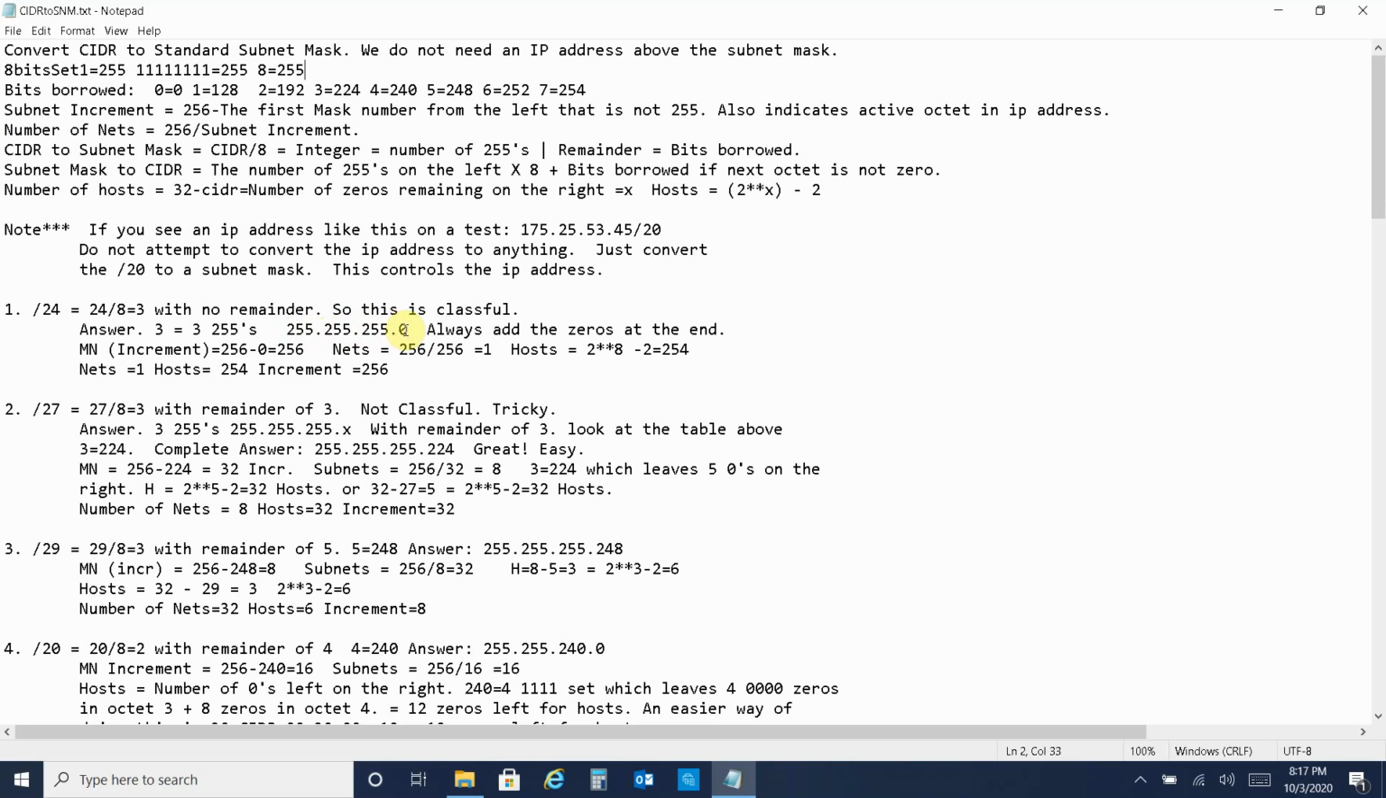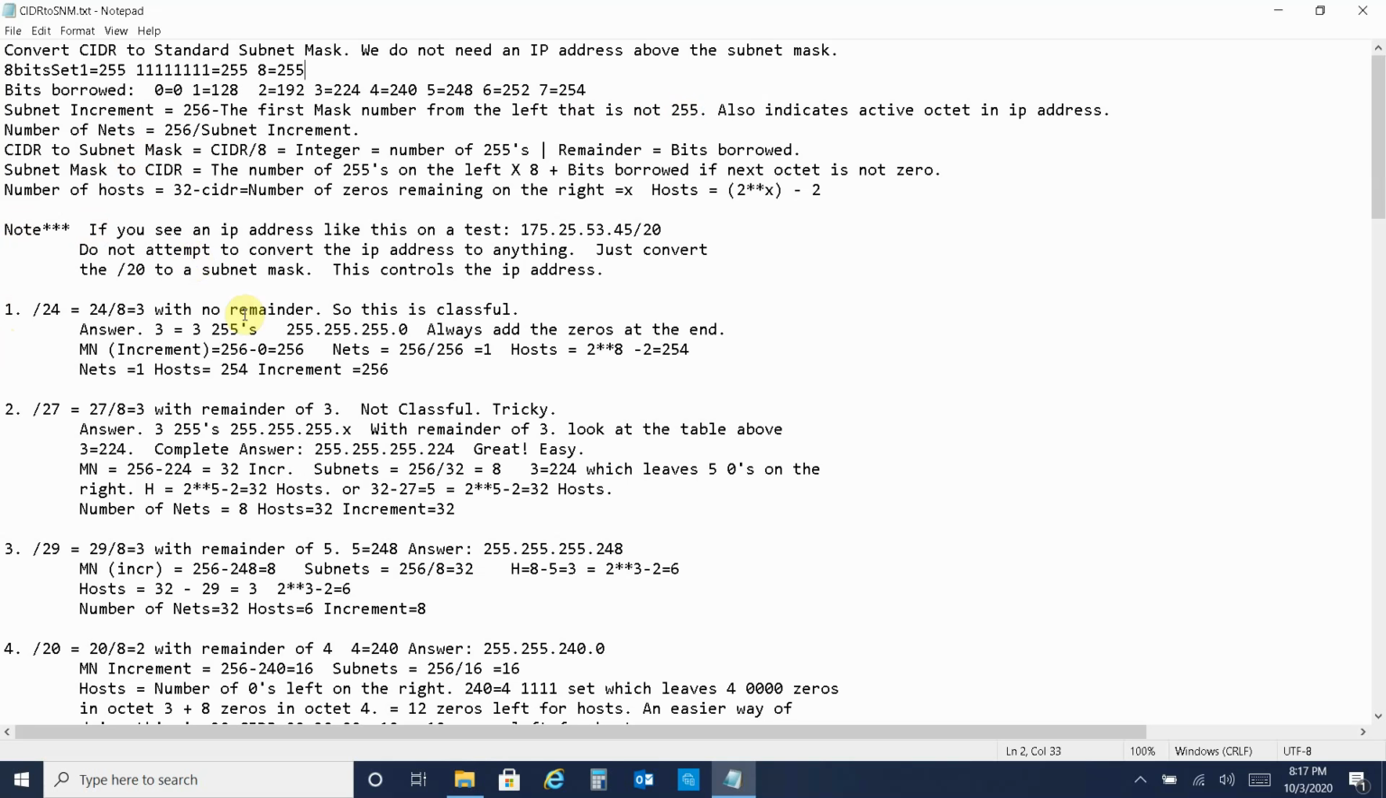So once you have that, you simply go back up here, and we want to see, we got all these, how many number of nets? Subnet increment. So let's look at the subnet increment. 256 minus first mask number from the left that is not 255. So 256 minus 0 equals 256. So in other words, our formula, 256 minus first mask number from the left that's not 255. This is also the active octet.